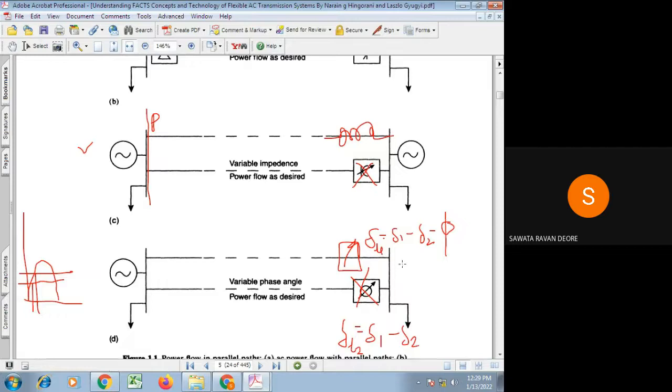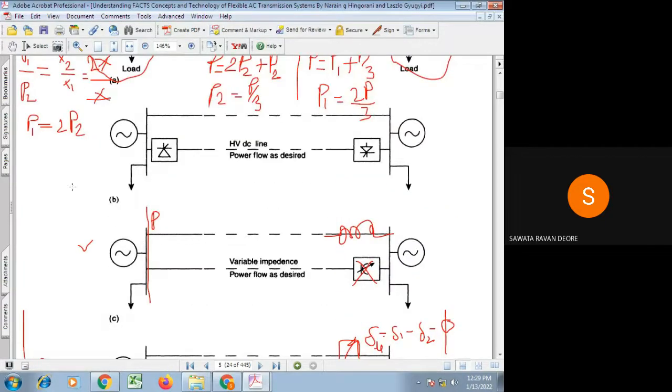So this is how the FACTS devices can be used in order to regulate the power flow through a particular transmission line. That FACTS device, as I said, may be a static capacitor or inductor or some voltage source or phase angle regulator.